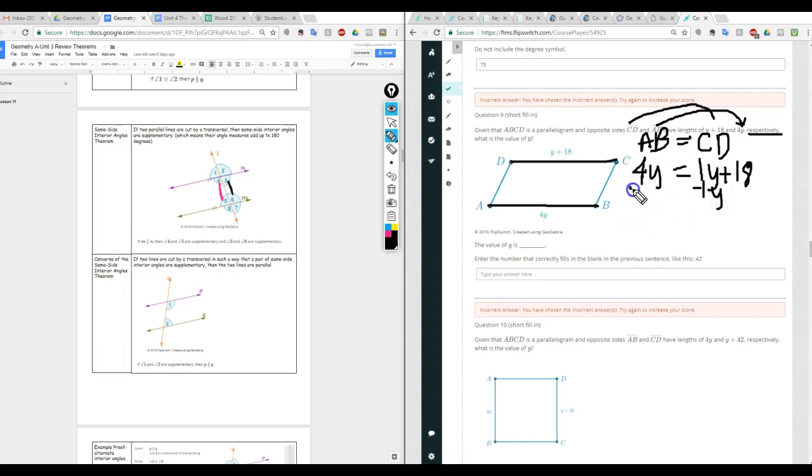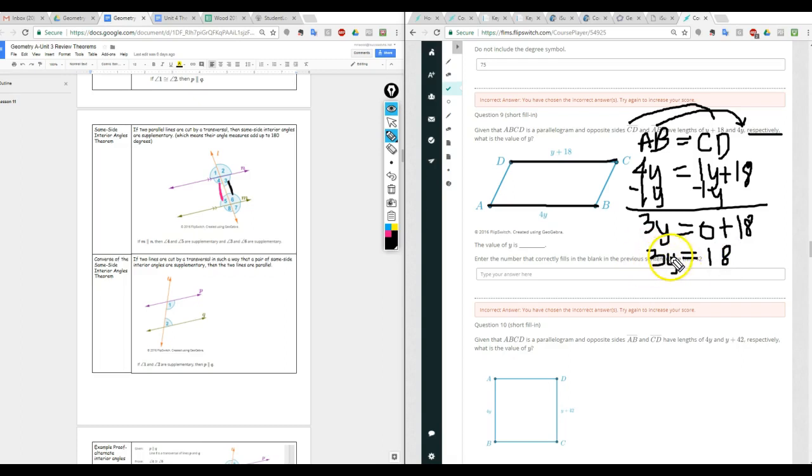So I'm minusing 1y from the 4y because they are like terms. So 4y minus 1y leaves me with 3y. That equals 1y minus 1y is 0, plus nothing is added or subtracted from the 18. So now I have 0 plus 18, which is 18. We have 3y on the left-hand side.